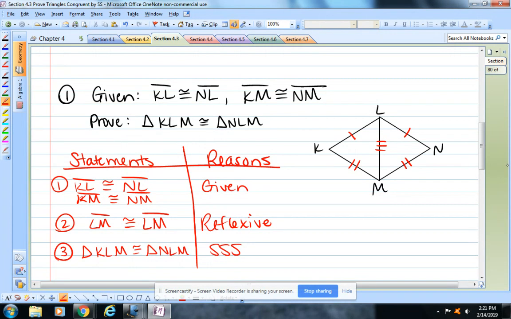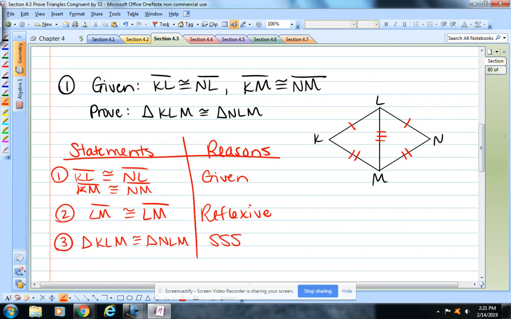Then we'll also have hypotenuse leg. When you have a right triangle, you have a hypotenuse leg. We'll talk about it next week, y'all. It's going to get deep.